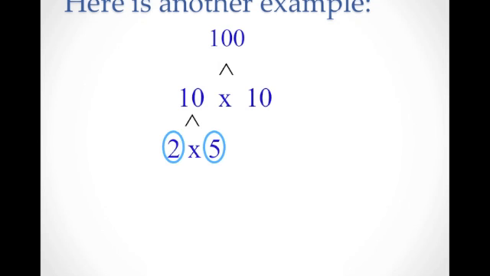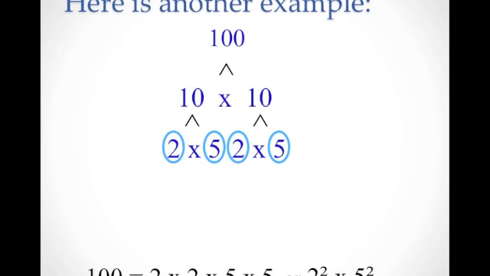So here's another example. Let's take 100. Now if we go the first way that we worked on, we know that 100 is 10 times 10. And then if we break that first 10 apart, we get 2 times 5. And notice that 2 and 5 are both prime numbers. So I'm done with that 10. Moving on to the second 10, again I get 2 times 5, where 2 and 5 are again prime numbers. So 100 can be factored as 2 times 2 and 5 times 5, or 2 squared times 5 squared.